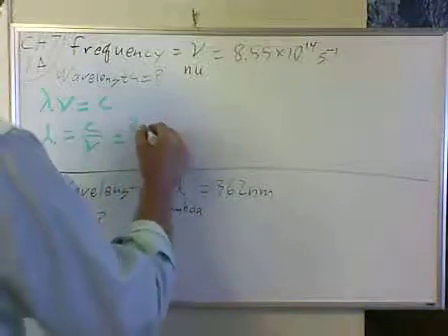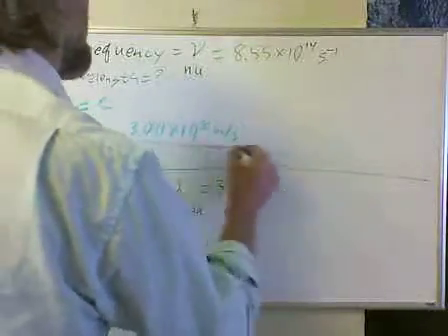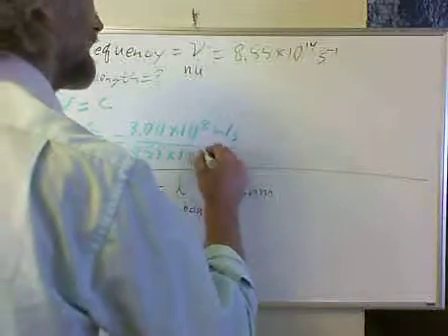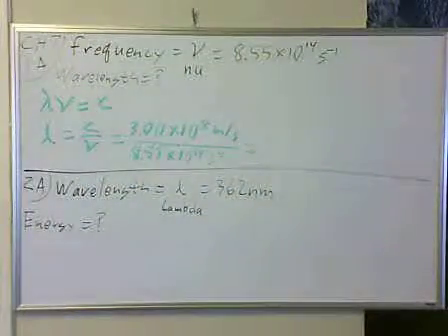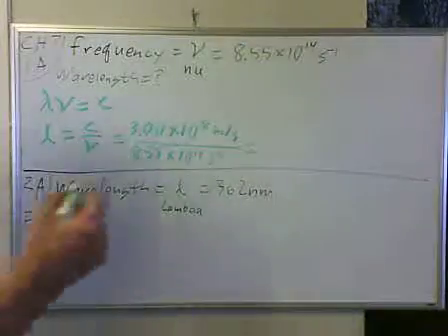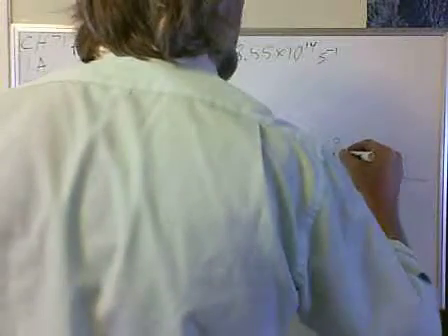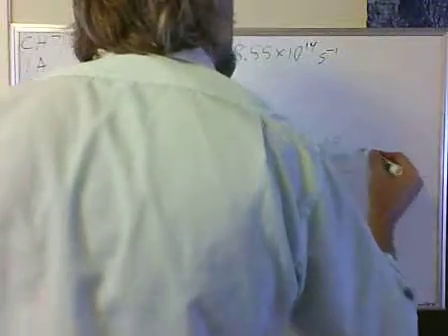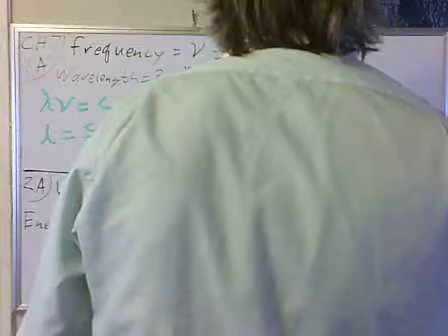So we have 3.00 times 10 to the 8 meters per second for speed of light, divided by our 8.55 times 10 to the 14 inverse seconds. Run that through our calculator, and we get 3.51 times 10 to the minus 7 meters. And for visible light, we often speak in terms of nanometers, and this would be 351 nanometers.